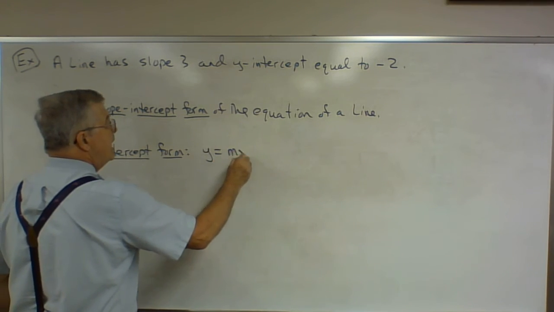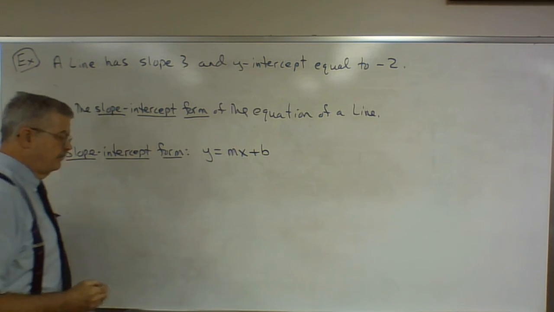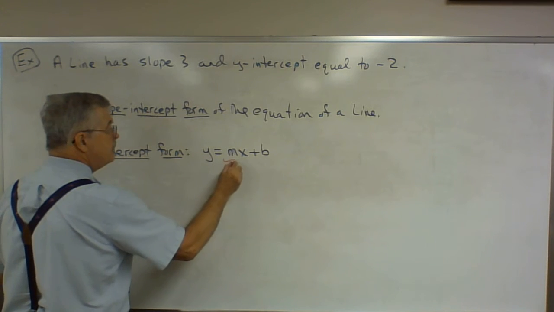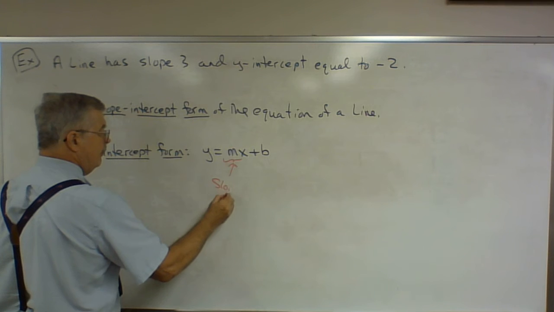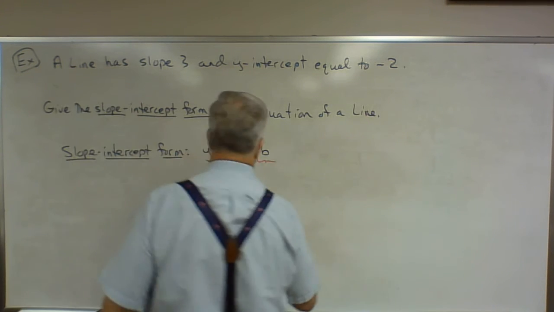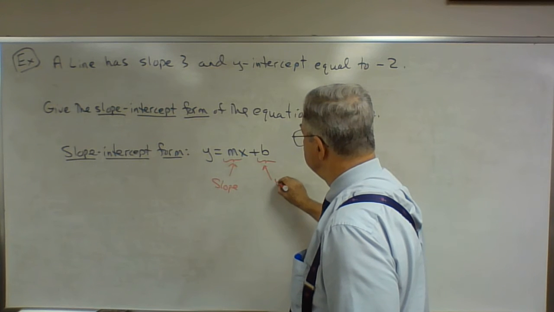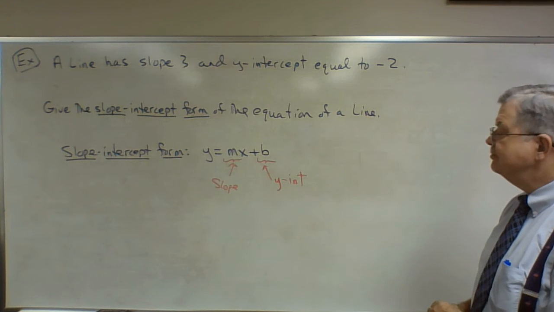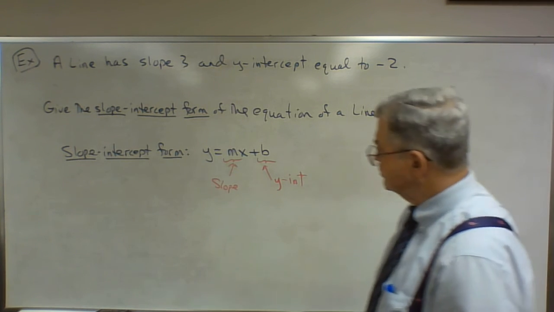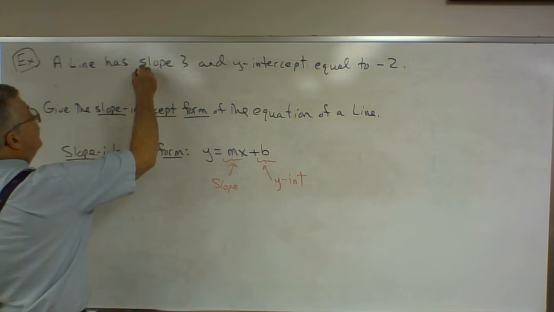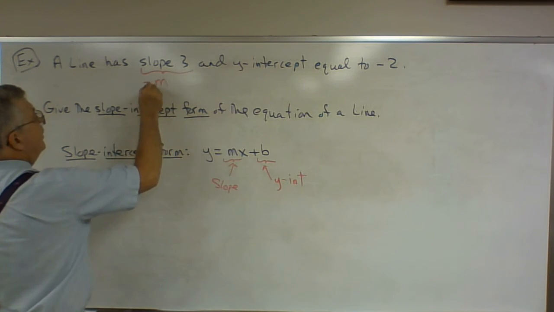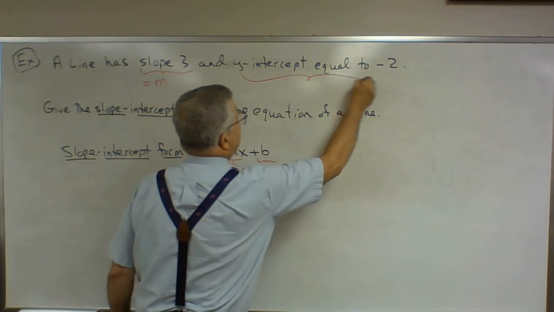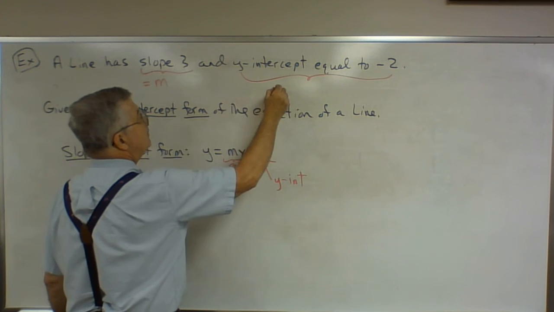Y equals mx plus b. M is the slope. And b, that's the y-intercept. Well, we know what the slope is, don't we? Slope is 3, so that's m. The y-intercept equal to -2, that's b.